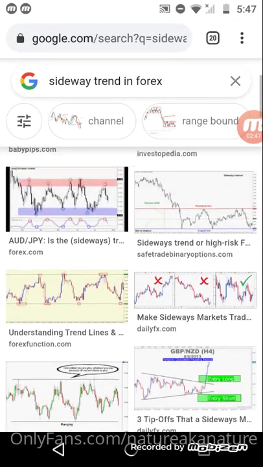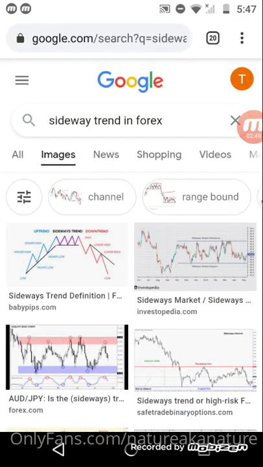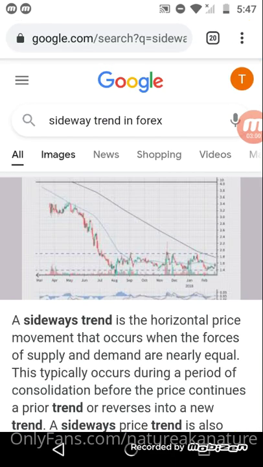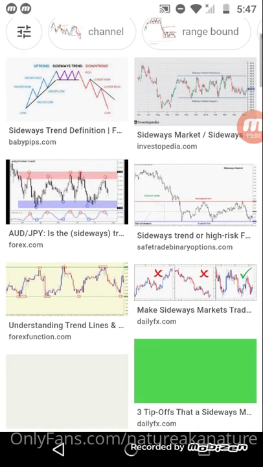We wait to see what it wants to do after it breaks out of the sideways trend. After it breaks out of that sideways trend, we want to see what to do after that. That's when we get in. But like I said, I wanted to show y'all some examples. I can go on an example of Audi versus Japanese.